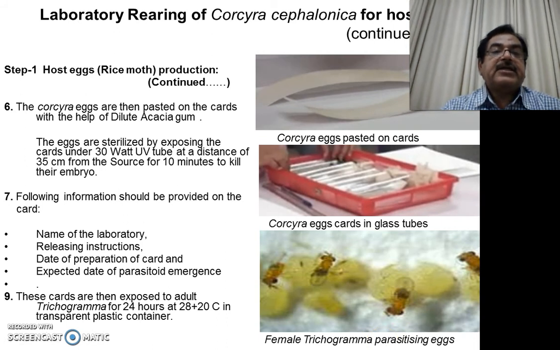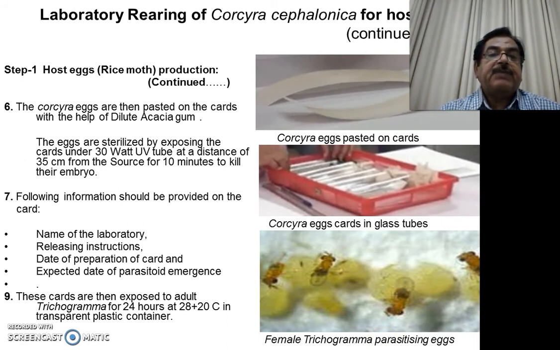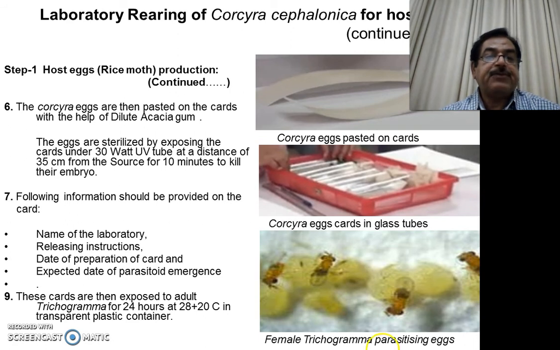The Corcyra eggs are then pasted on the card with the help of dilute acacia gum. The eggs are sterilized by exposing the cards under 30-watt UV tube at a distance of 35 cm from the source for 10 minutes to kill their embryo. Following information should be provided on the card: name of the laboratory which is producing Trichogramma, release instructions, date of preparation of cards, and expected date of parasite emergence.